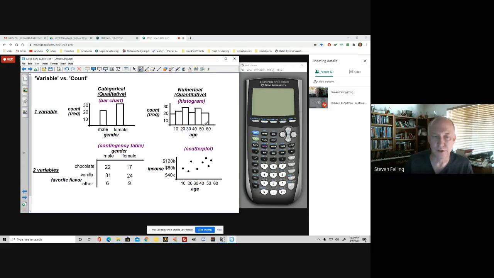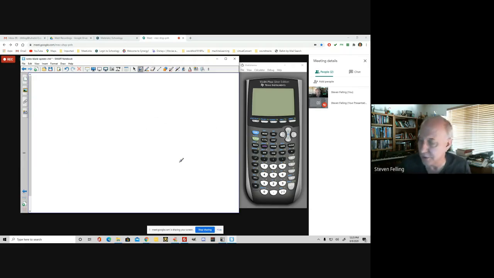Okay, but I just want to remind us of what the variable is. The variable is gender here. There's two variables here, gender and favorite flavor. The variable here is age. This would be a special case that we haven't considered yet, so we won't talk about that. Okay. All right, and that's it for chapter 4.